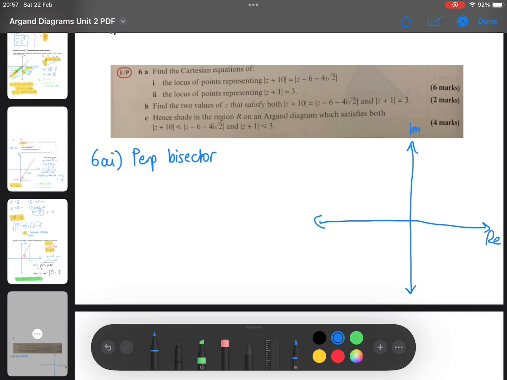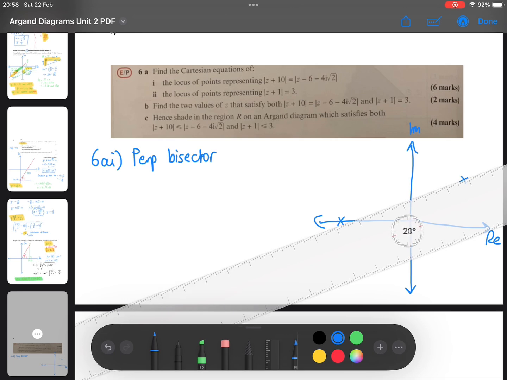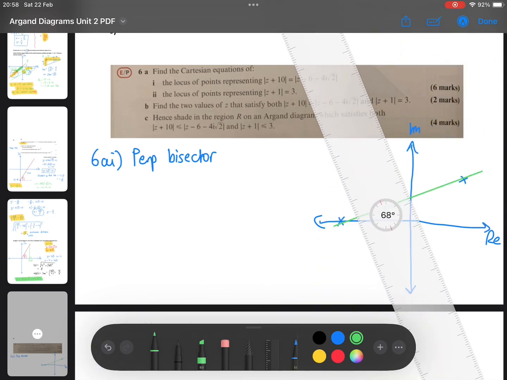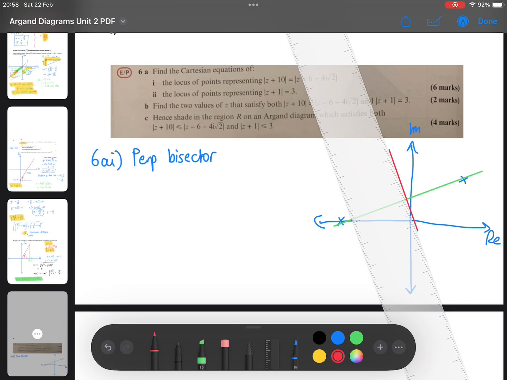So for z plus 10, we're looking at somewhere here, and 6 plus 4i root 2 is going to be somewhere around about there. And we want the perpendicular bisector of those 2 points. So if we join those 2 points up approximately like that, then the perpendicular bisector of them is going to be somewhere around about there, passing through the midpoint.